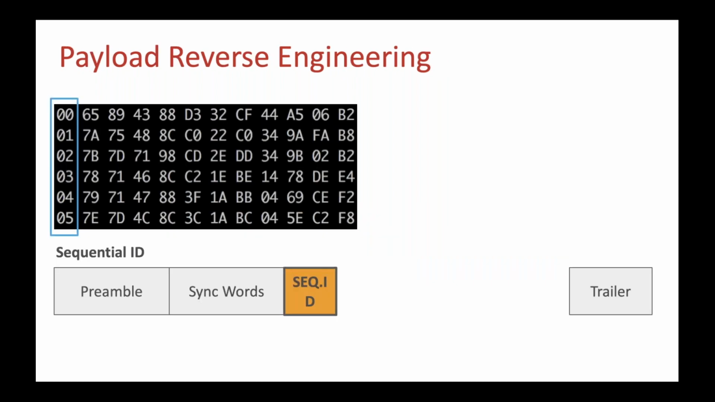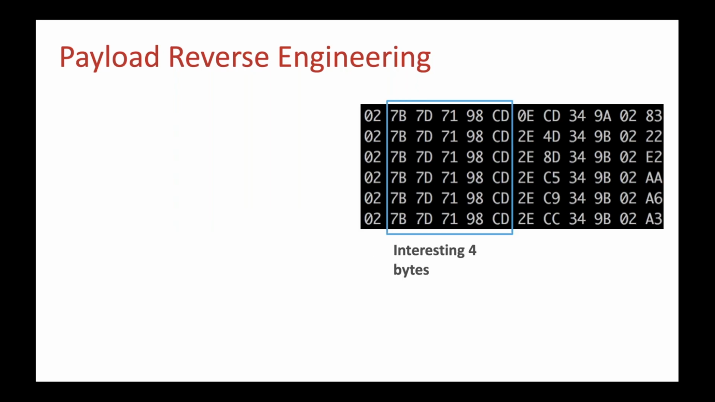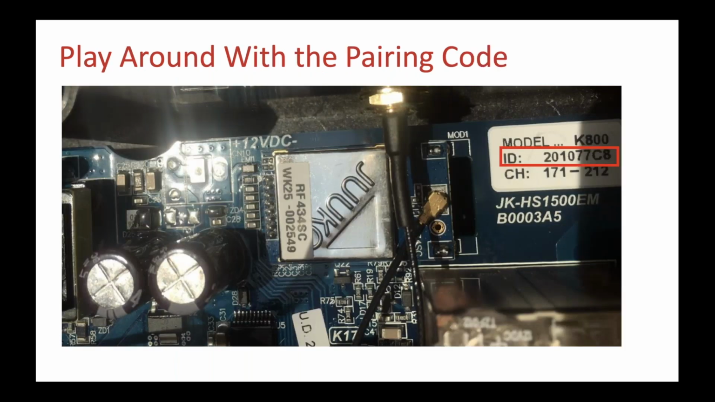When we started looking at the data, the first thing is a sequential ID, after the preamble and sync words. We were able to get the system to send with fixed sequential IDs to see if anything else changed or didn't change. Then the next thing we noticed is these interesting 5 bytes. Those 5 bytes seemed interesting to us. Why did they seem interesting to us? It was the ID number on the model itself, on the sticker inside the case.